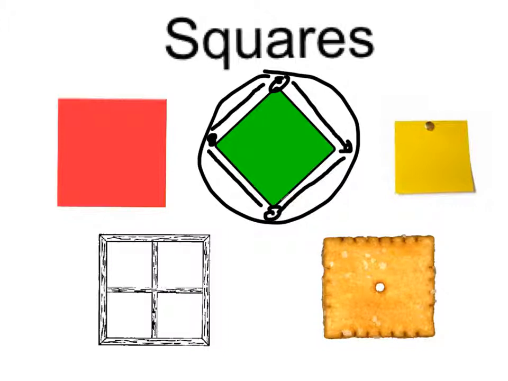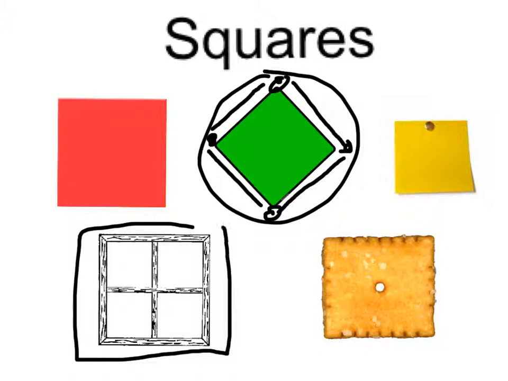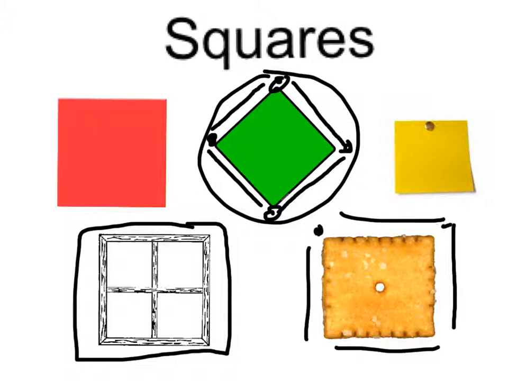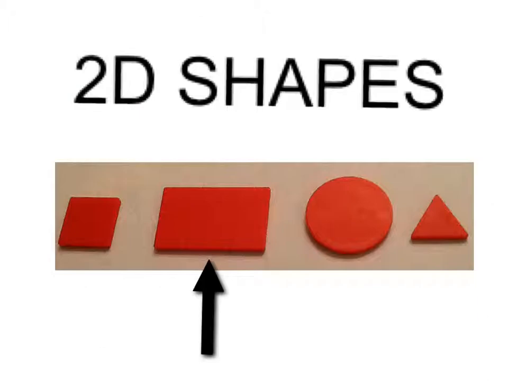It doesn't matter if we turn our shape different directions or make it a different color, or even things like this where it's a window. These are all squares because they have the 4 sides that are equal lengths and they meet at 4 points. Here is our next shape. Turn to your neighbor and tell them what 2D shape we're pointing at now.